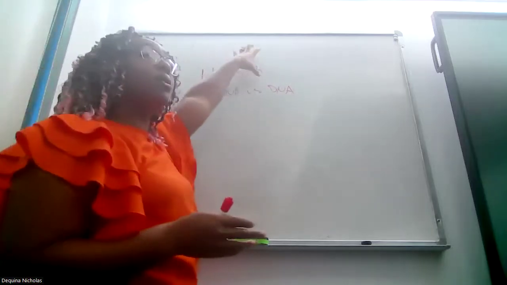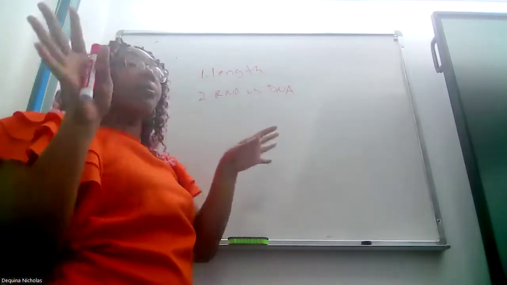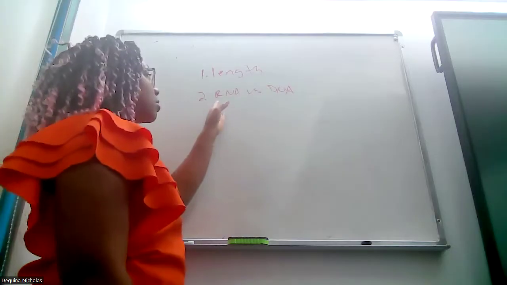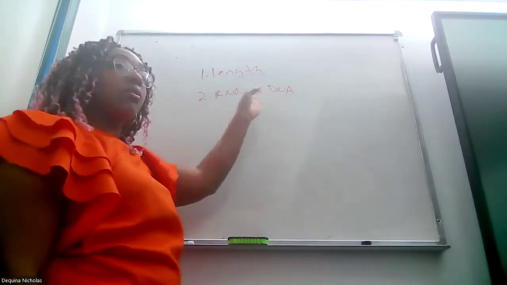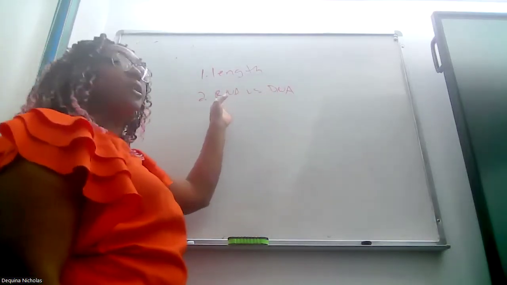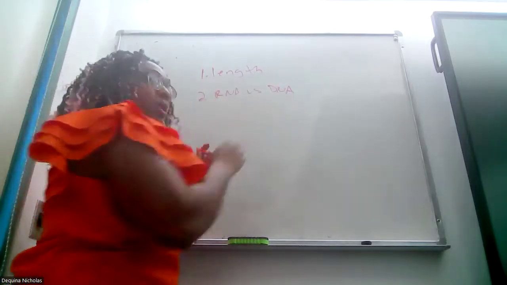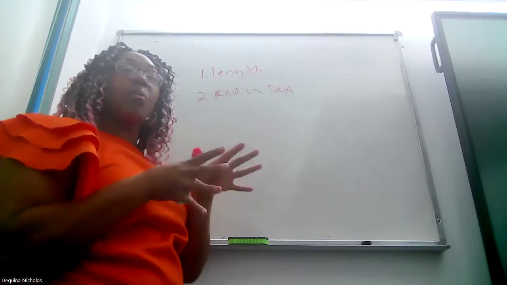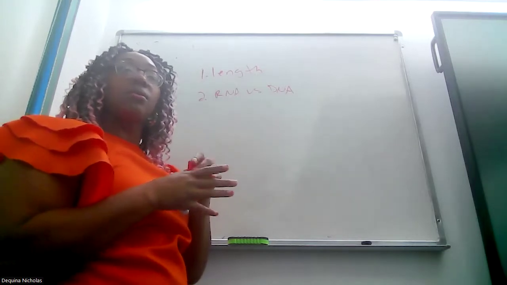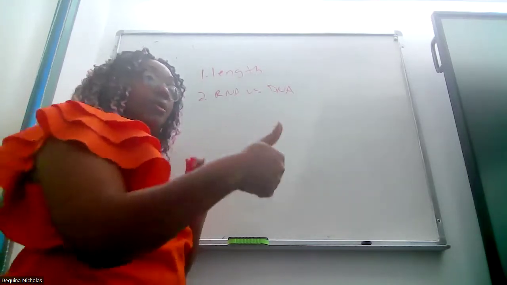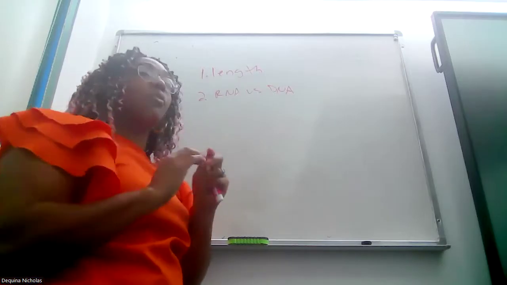So I'm looking at the length: longer, stronger association, better hybridization. And then we're going to look for RNA versus DNA. RNA is going to tend to have a stronger hybridization with DNA as opposed to DNA with DNA. Does that help with that question? Okay, question answered. We need to make sure it's clear before we move on.